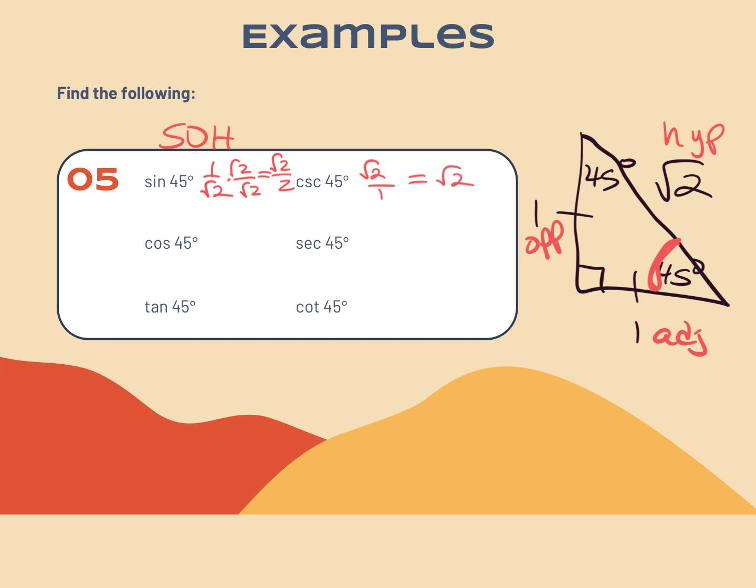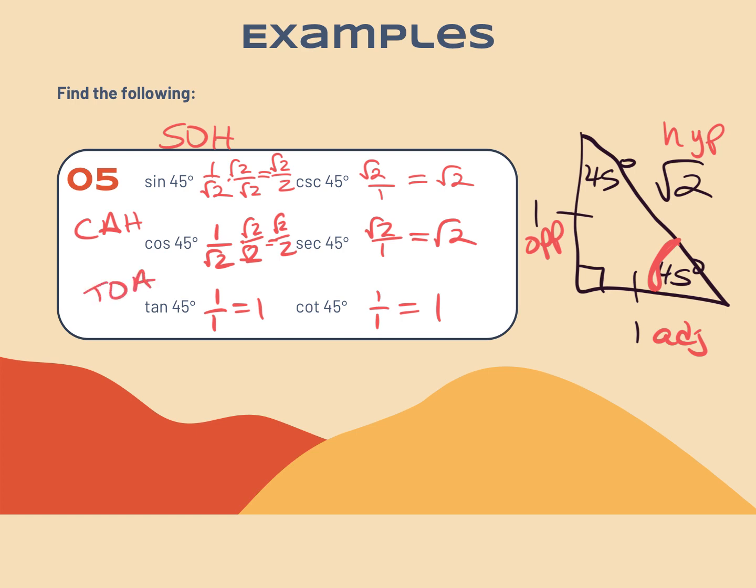For cosine, it's exactly the same thing, because adjacent is the same as opposite when it's 45-45, and hypotenuse is the square root of 2. Rationalize, and it's square root 2 over 2. Flip it, square root 2 over 1, square root 2. And then lastly, tangent, opposite over adjacent, 1 over 1. Same thing for cotangent. So this was the KA and the TOA.